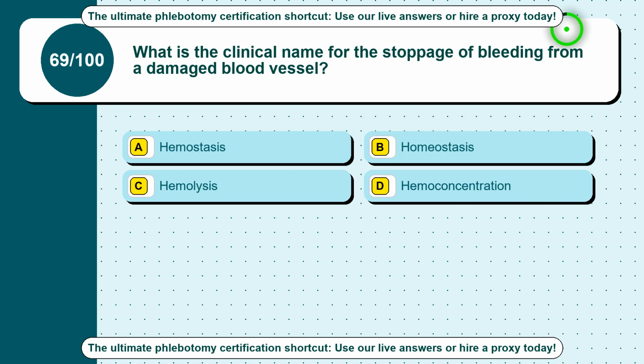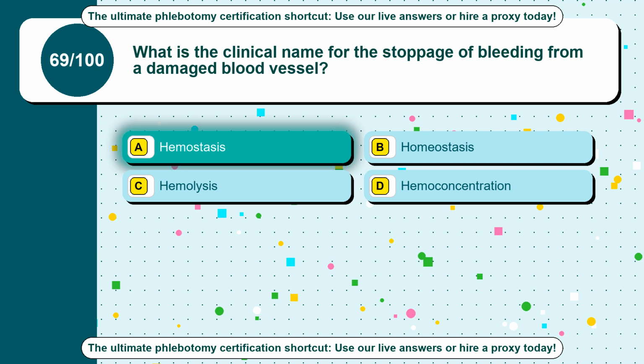Question 69. What is the clinical name for the stoppage of bleeding from a damaged blood vessel? Option A, hemostasis. Option B, homeostasis. Option C, hemolysis. Option D, hemoconcentration. The correct answer is option A, hemostasis.